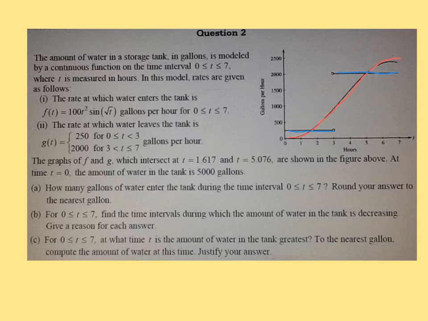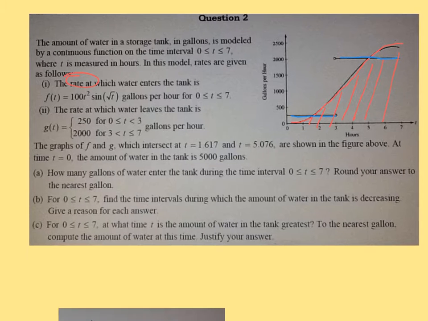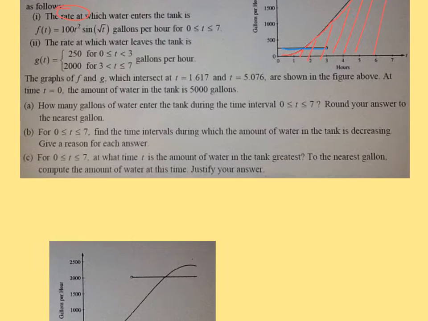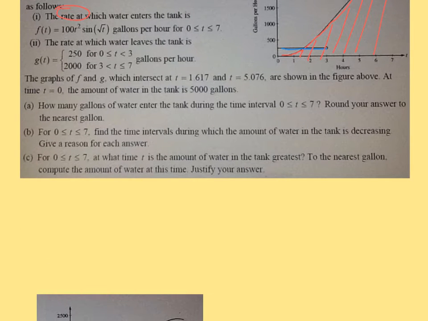So we start off pretty straightforward. How many gallons of water enter the tank between 0 and 7? So we're just looking at water entering the tank, and this is that accumulated rate. They have given us the rate at which water enters. So if we want the total amount, we want all of this area underneath f of x. So I'm going to go to my calculator. Let's just run to our calculator and type that in.